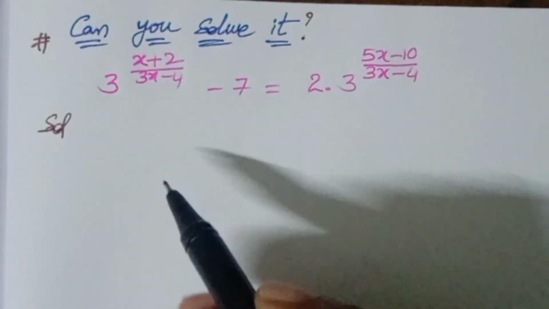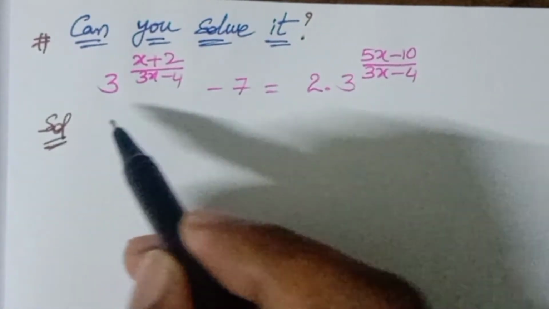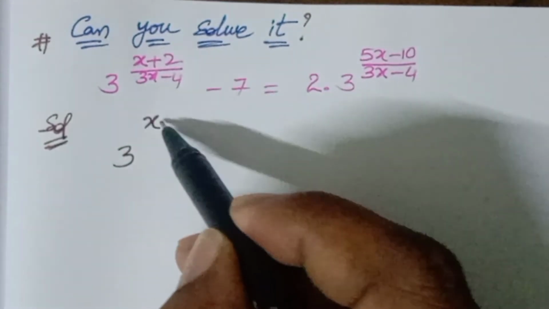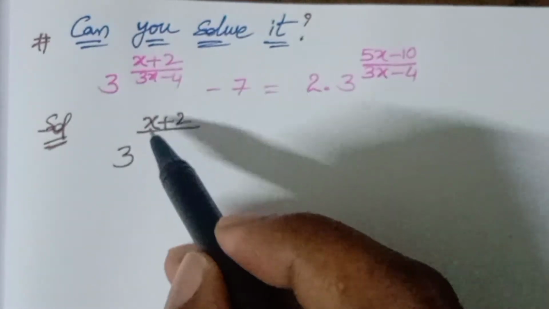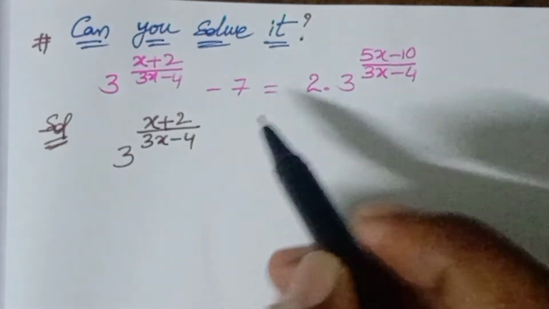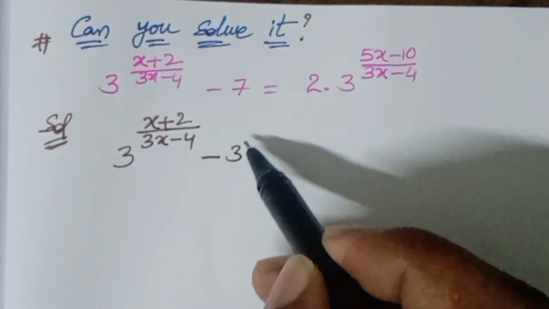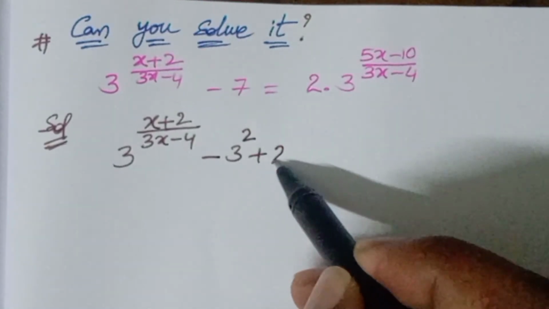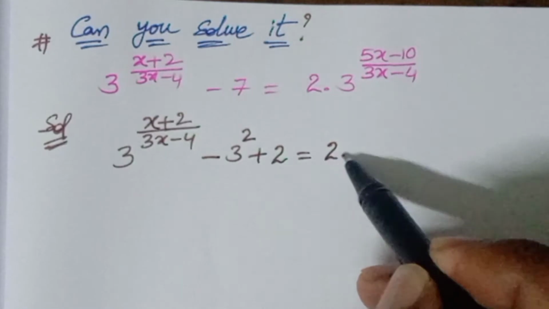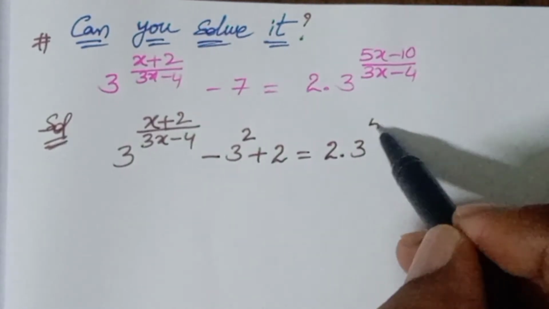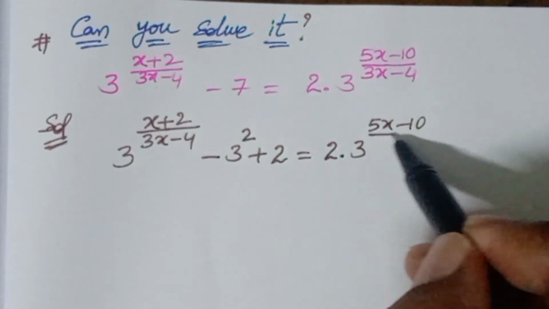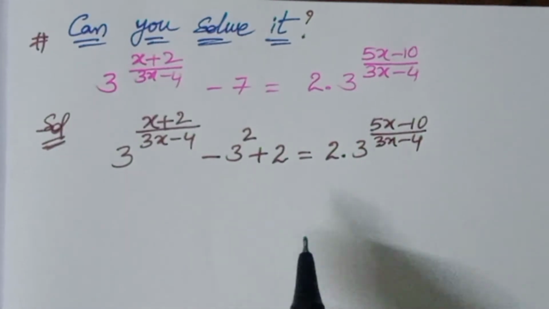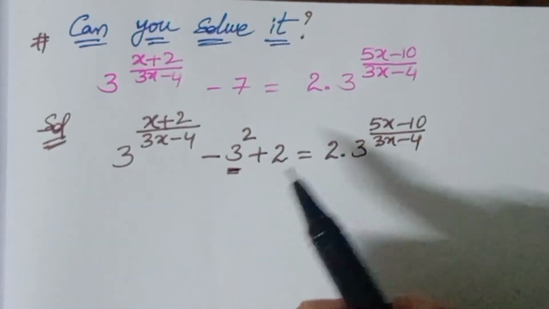Here, the first step is a very critical step. 3 to the power of (x plus 2) by (3x minus 4), minus 3 square I am writing. Here 7 is the value, adding 2. So 2 into 3 to the power of (5x minus 10) by (3x minus 4). This is a very important step.